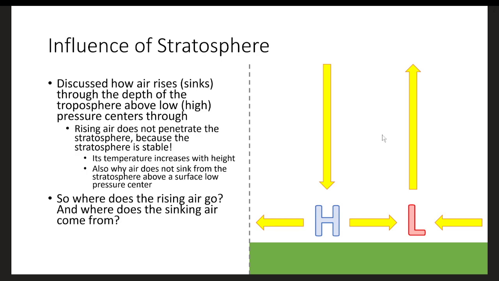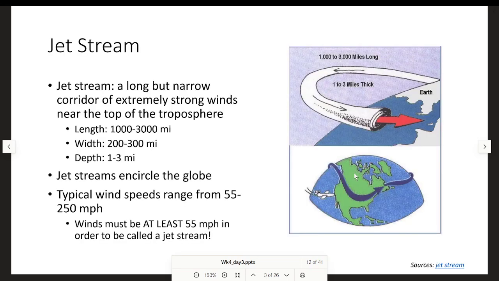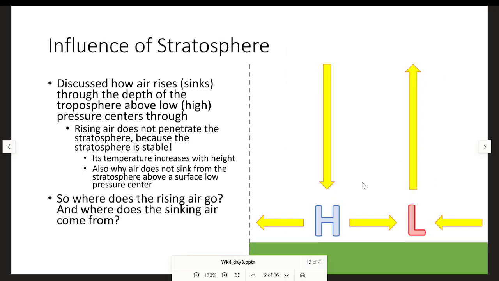Anyway, rising air does not penetrate the stratosphere because the stratosphere is stable. The air is warming up above it, so weather happens within the troposphere. It's because the temperature increases with height there. Why does air not sink from the stratosphere above a surface low pressure center? And where does the rising air go? And where does the sinking air come from? I love this diagram. This is the jet stream. So, are they going to answer the question?